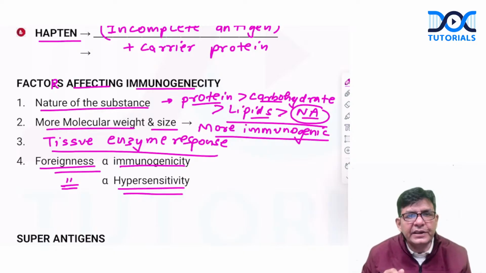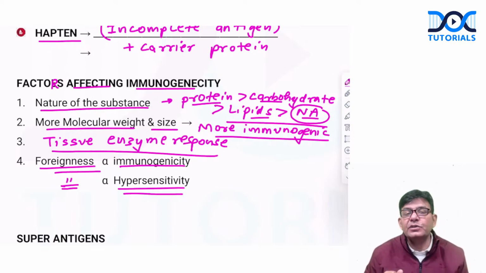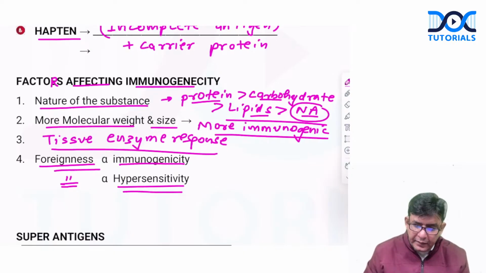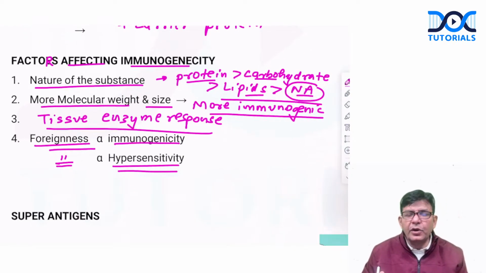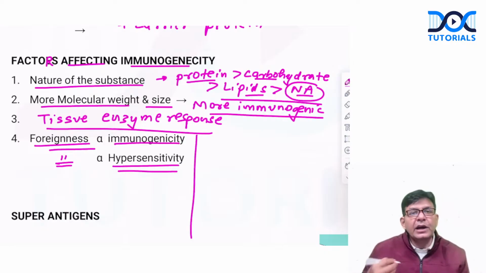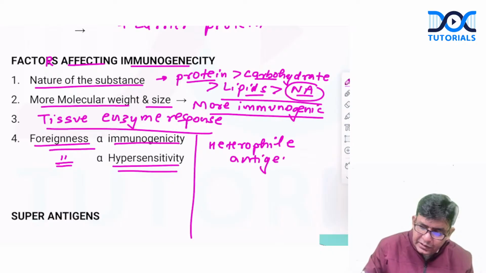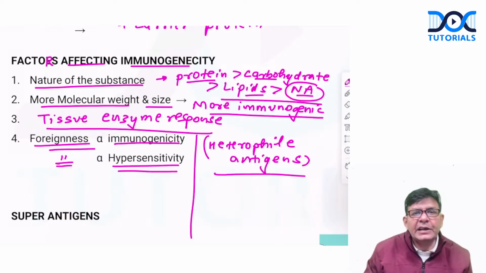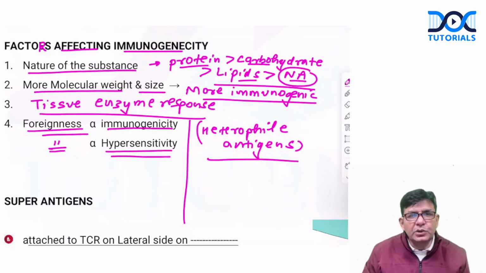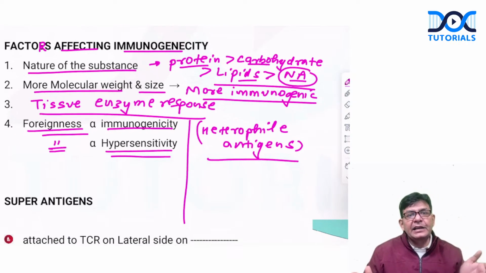What are the various factors which affect immunogenicity? The nature of the substance, molecular weight and size, tissue enzyme response, and foreignness. This question will come. Here I would also like to tell you one more complex thing which you mostly don't understand: the heterophile antigen. Heterophile antigens are antigens possessed by two different families.